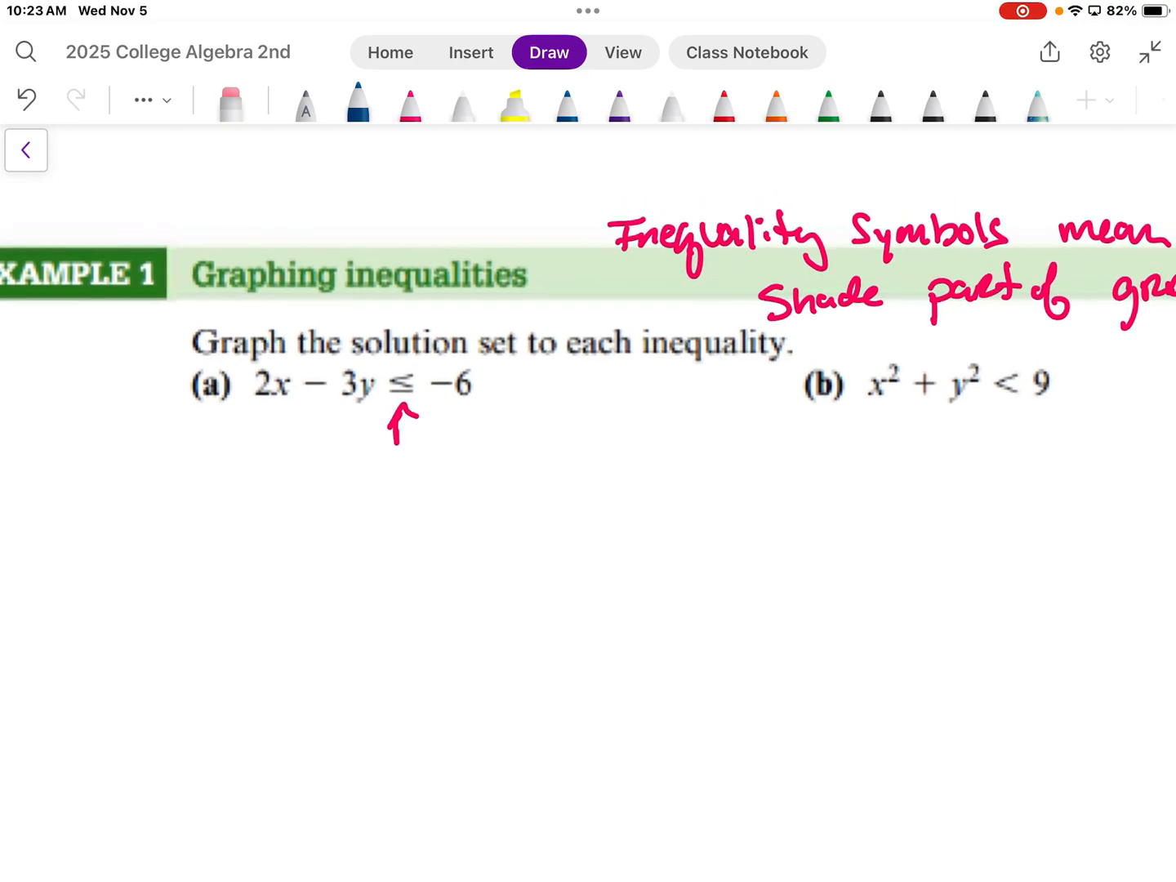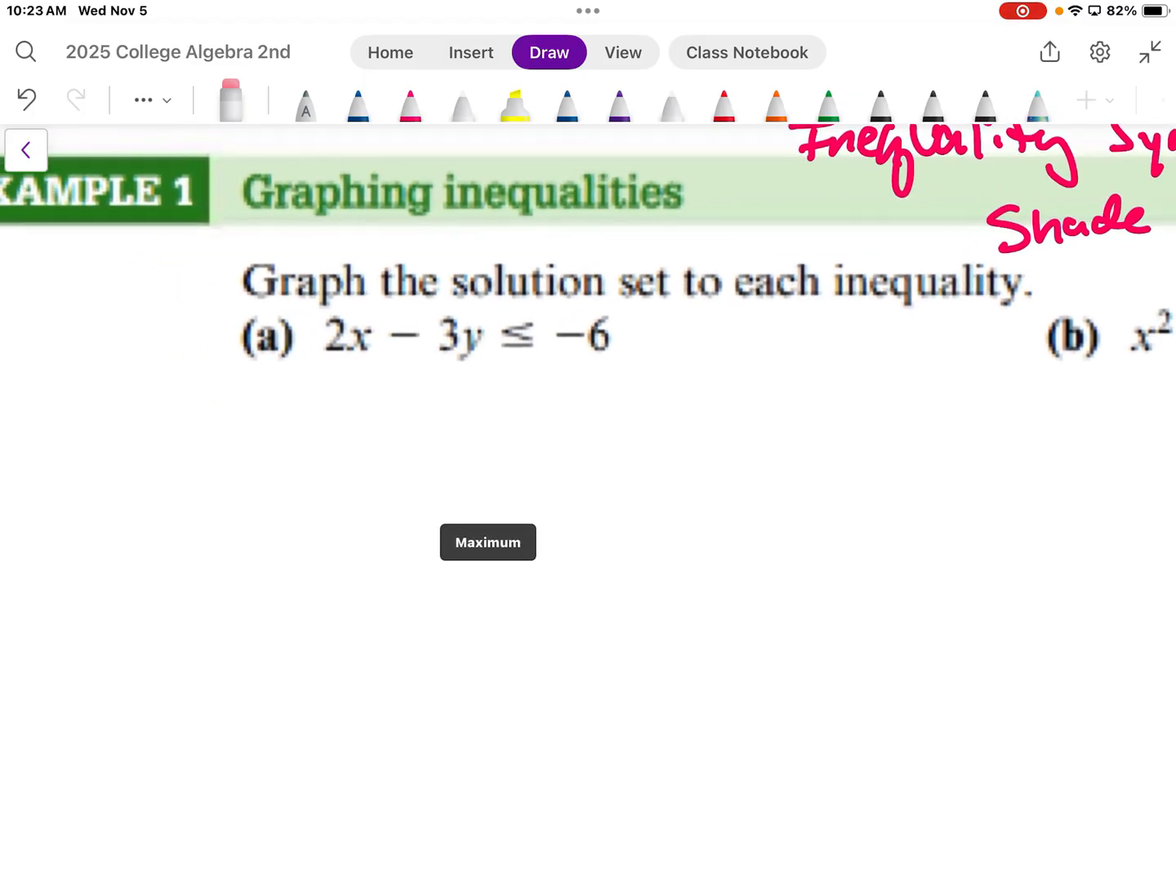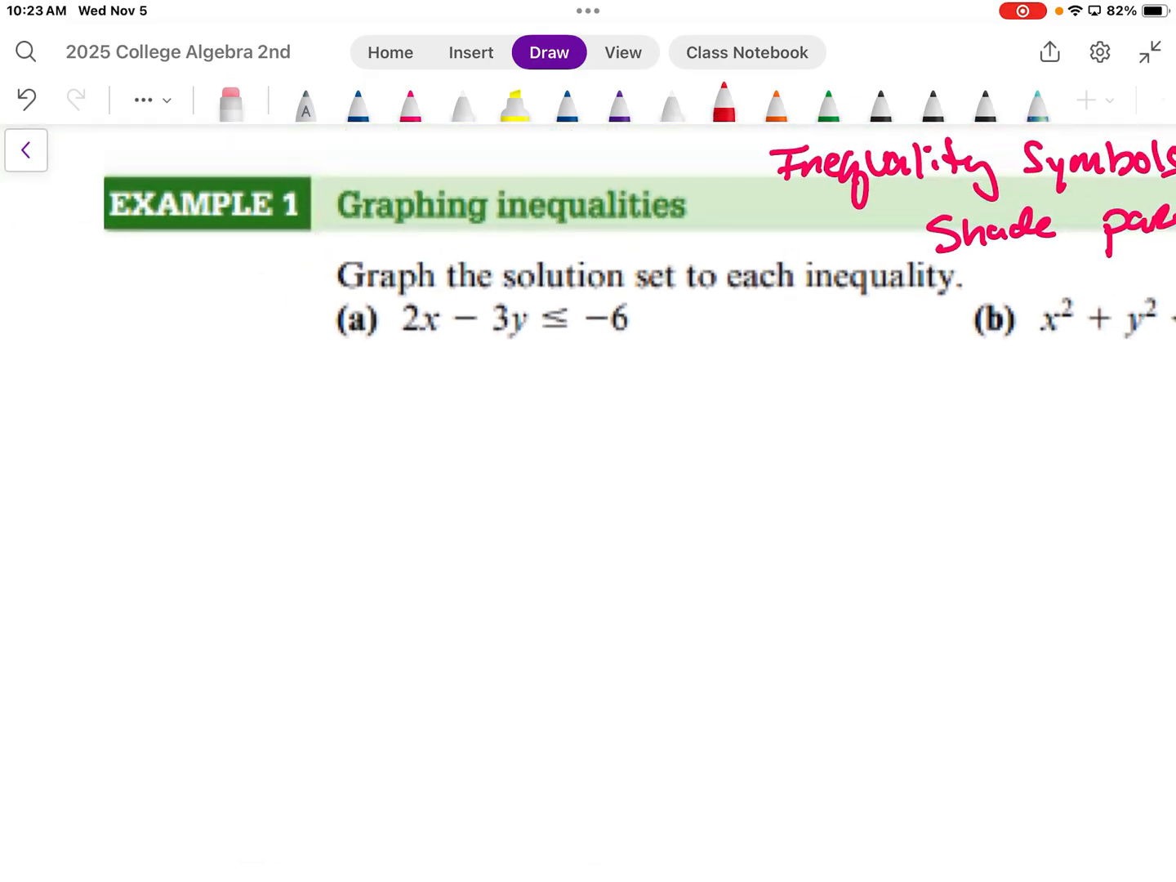The only thing I would do right now, as I look at problem A, is make an indicator that this is a solid line. When I go to draw my picture, I know it's a solid line because I see the bar. I'm not going to say which way I shade because it's not solved for y. I don't have it set up to where y is by itself. So right now, the only thing I can say is that I can make a solid line, and then I can go from there.